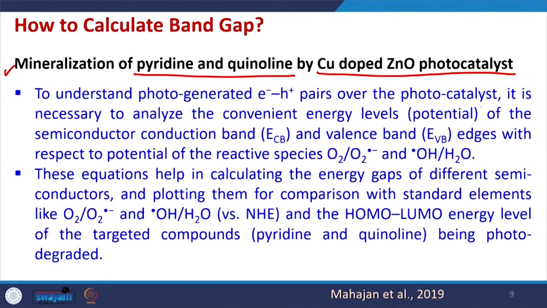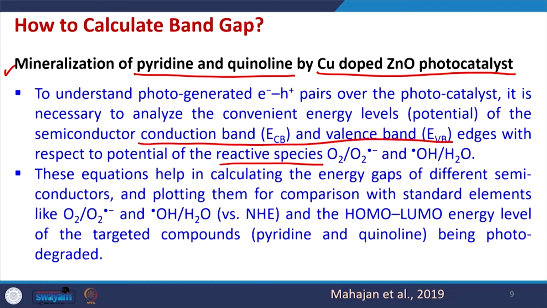So, for their mineralization, to understand photo generated electron hole pairs over the photocatalyst, it is necessary to analyze the convenient energy levels or potentials of the semiconductor, that is, between the conduction band and the valency band edges, with respect to the potential of the reactive species. So, we have to know the potential of the reactive species, and also the levels of the valency band and conduction band.